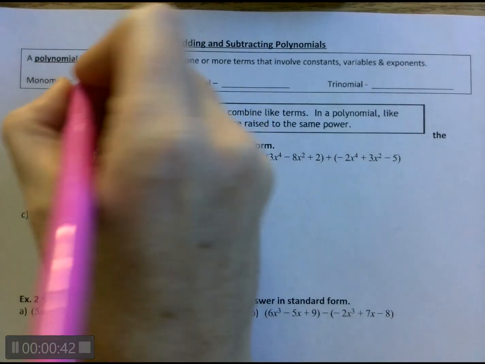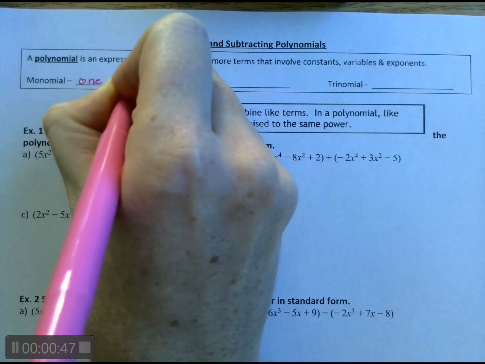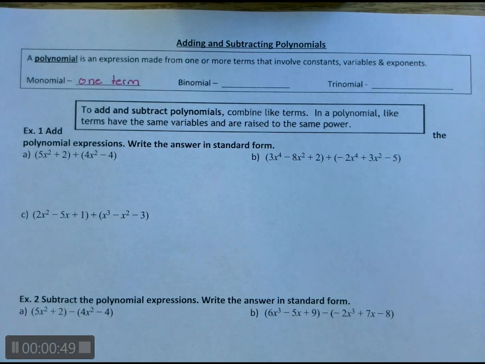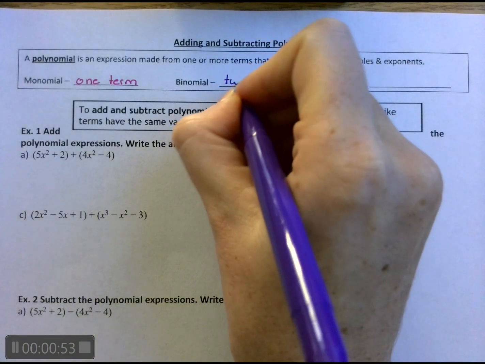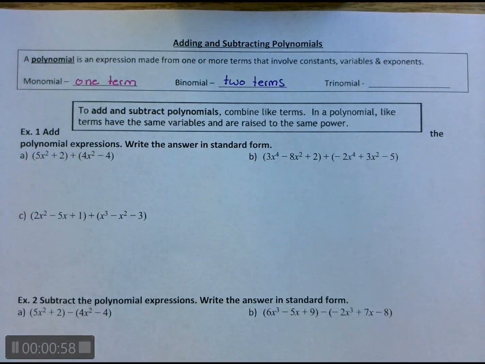Monomial is going to be one term. Binomial, you got it, is going to be two terms. And trinomial, you know it, it's going to be three.